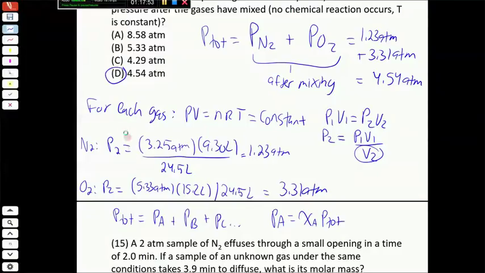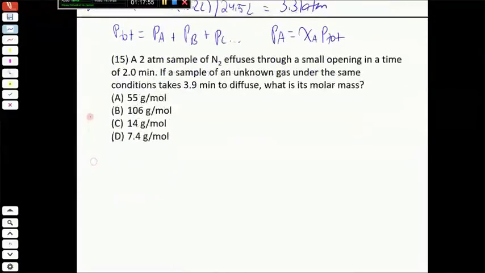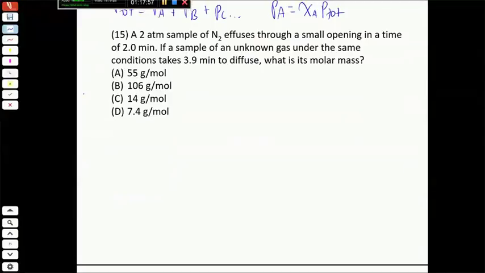All right, on to number 15. We're talking about diffusion of gases. We say that a 2-atmosphere sample of N2 effuses through a small opening in a time of 2 minutes. If a sample of an unknown gas under the same conditions takes 3.9 minutes to diffuse, or I guess I should say effuse, what is the molar mass? That word doesn't change anything about how we do this problem. It's just not precisely worded.